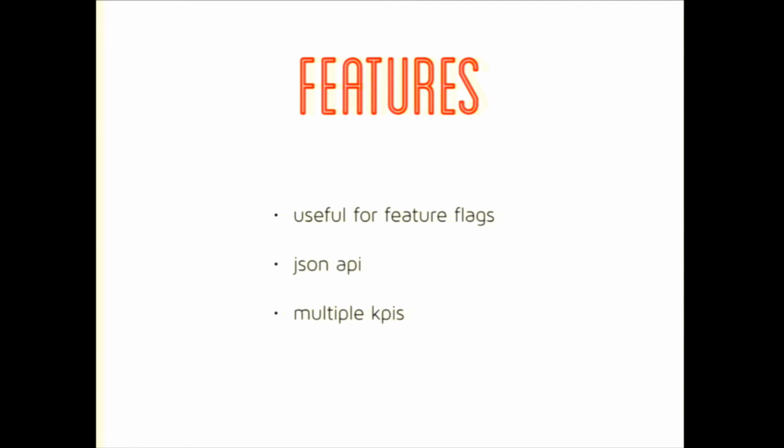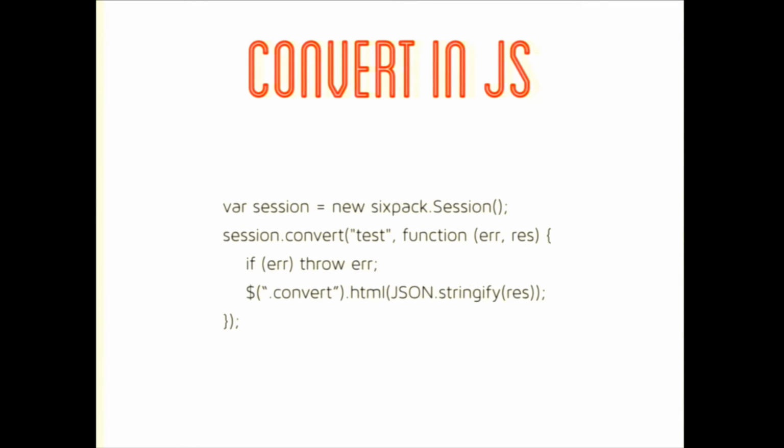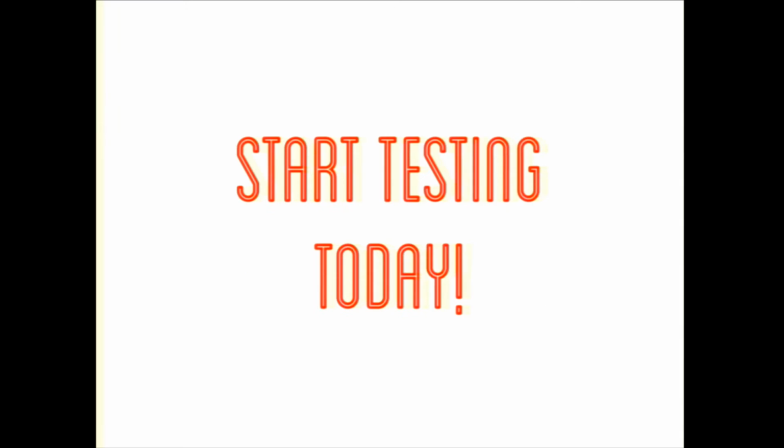So you can start a test in any language. Here's us starting a test in PHP. You can give it a unique user ID if you want to, but this is the very simple example. So I'm starting a test. I have 2 alternatives, whether or not I want to use a buy or a download as a text. I get an alternative, and I can use that as my link. And then, of course, the conversion can happen in any other language. In our case, it's in JavaScript, and this is a contrived example where we're actually doing all the conversion here. All right, so again, start testing today.